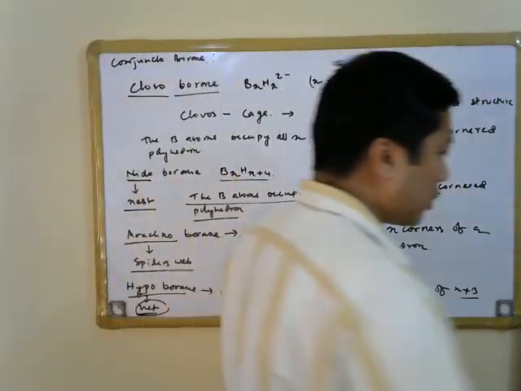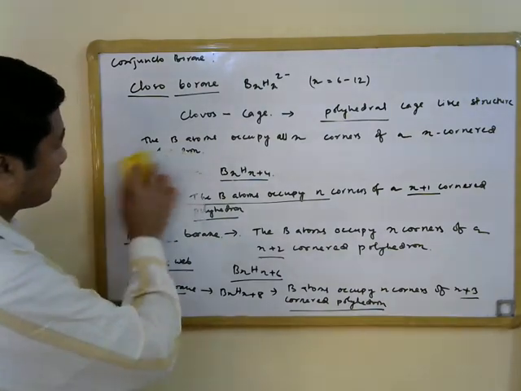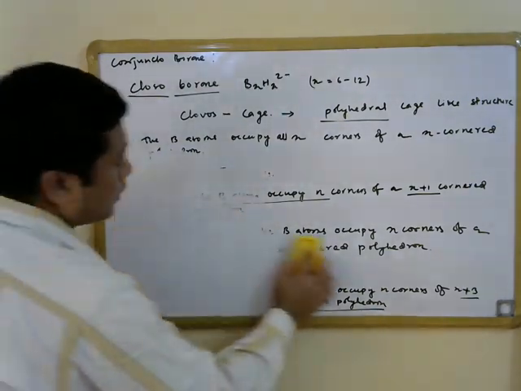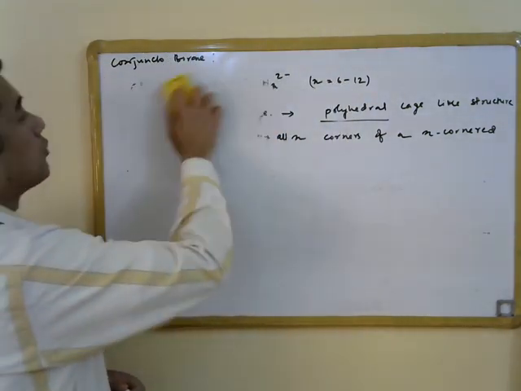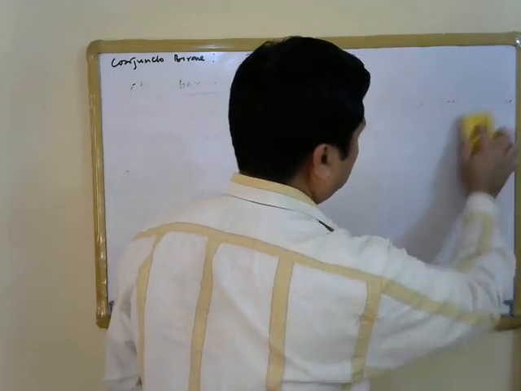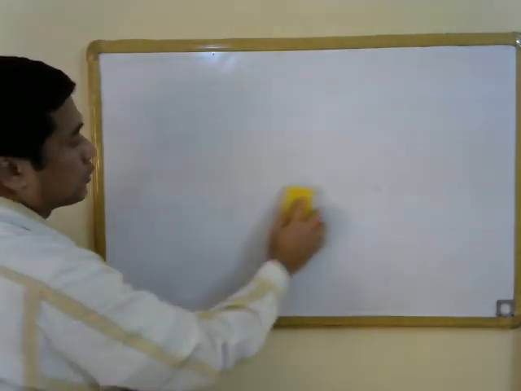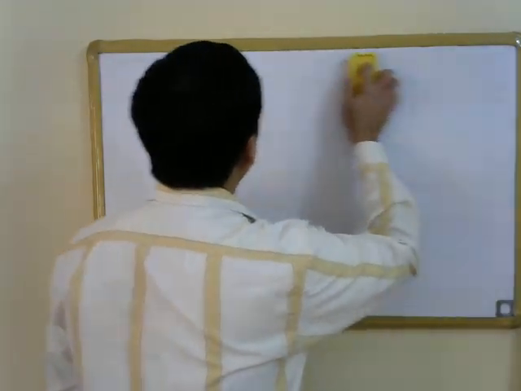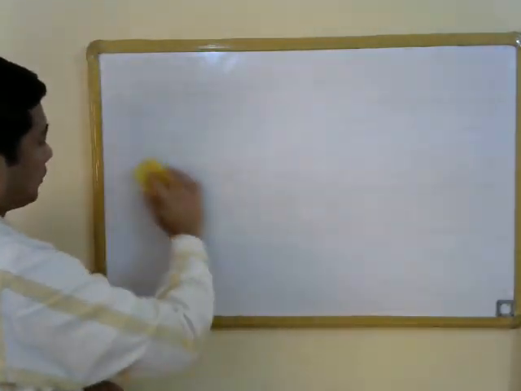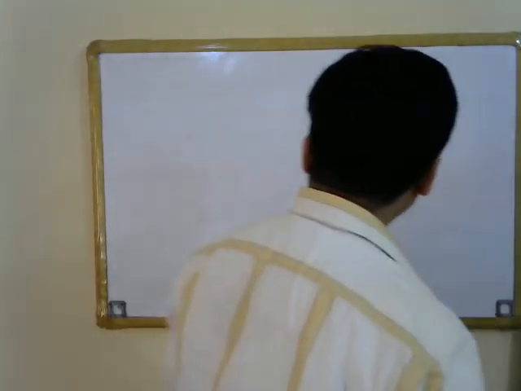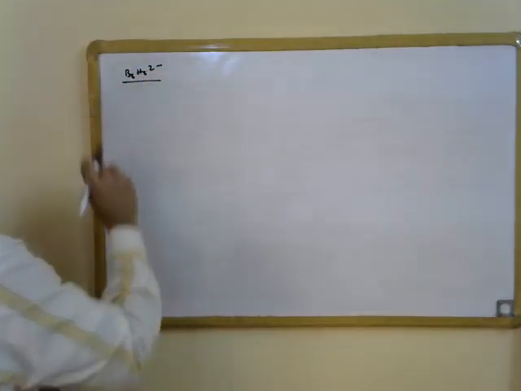So let us now try to draw the structure of some of the borane molecules. First we will try to draw the structure of some of these closoborane molecules, because these structures are cage-like structures based on different polyhedral structures, and that is why it should be easy for us to draw these structures. So let us draw the structure of B6H6 2 negative.